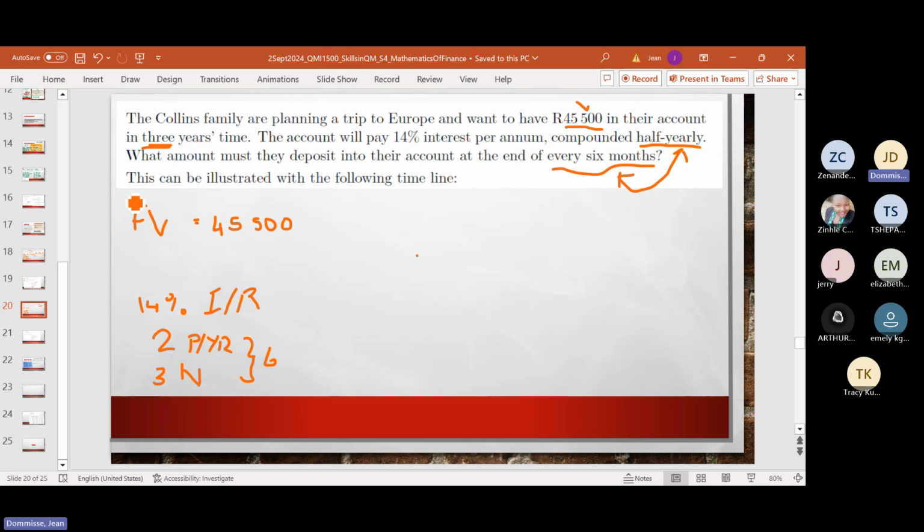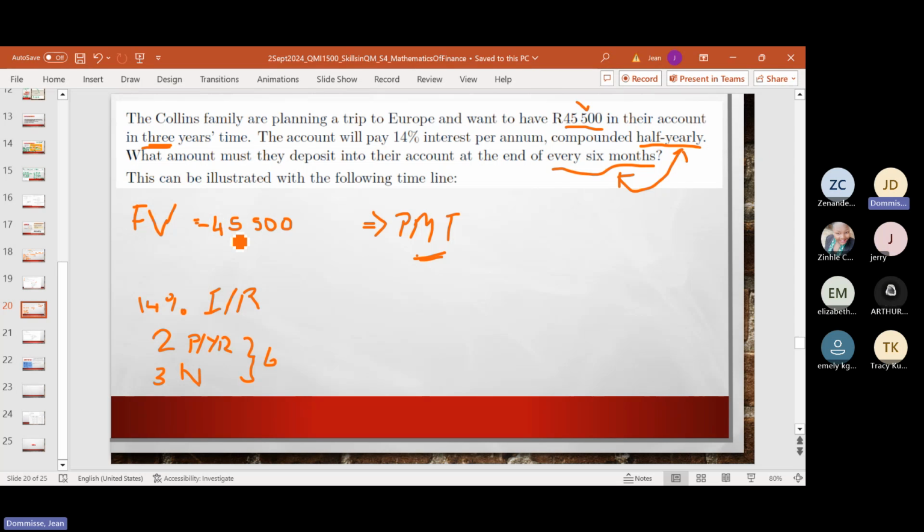Okay, so they basically want you to work out the amount that must be deposited every 6 months. So they want you to work out what is that recurring premium or recurring annuity that will be paid into the account at every 6 months. Okay, so you're starting off with the future value of 45,500.